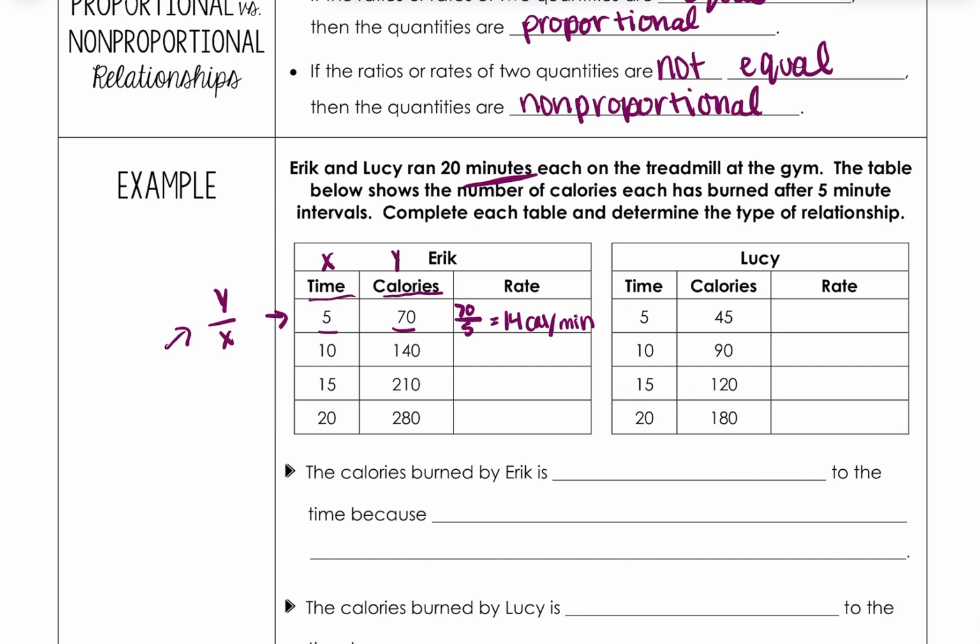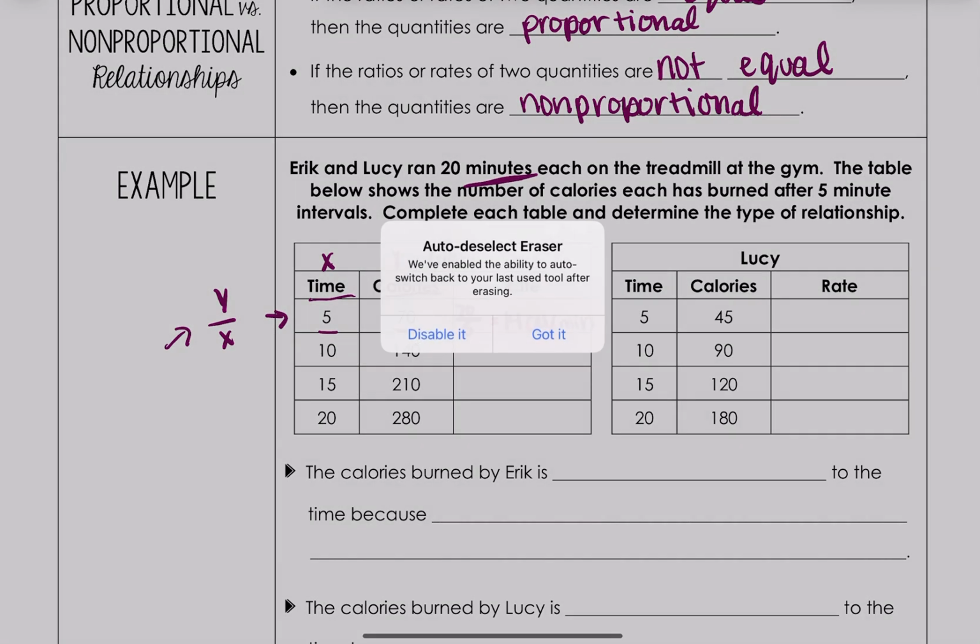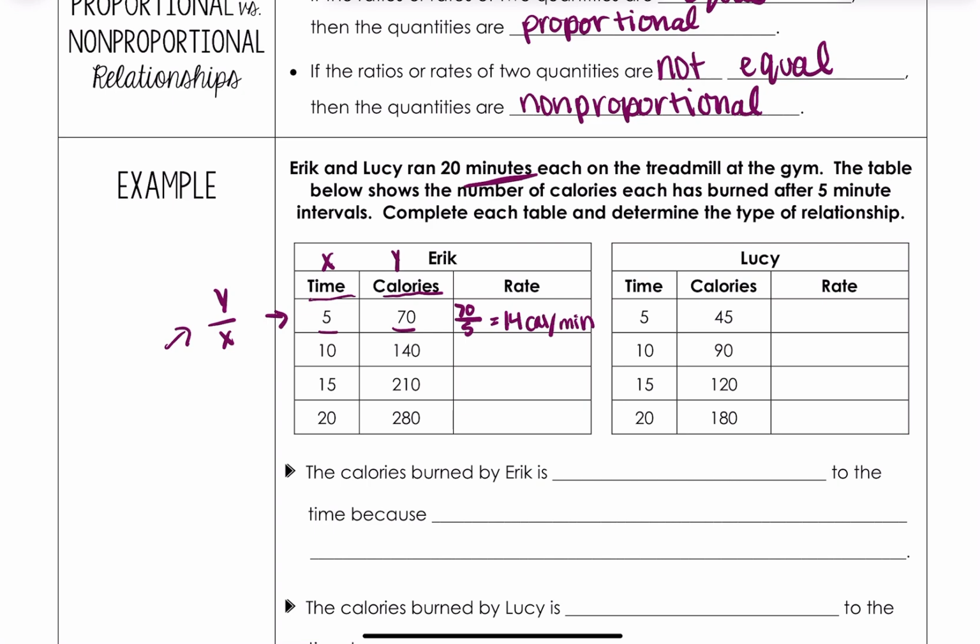Okay. Now, if it's asking for proportionality, which is what the definitions we just got at the top, what we have to do here is we actually have to find the rate for every single row that we have in our table. Okay, so we're going to set up the exact same way that we just did every single time. So if I look at my second row right here, remember it's y over x. My y value is the calories, which is 140, over our x value, which is 10. So when I divide 140 divided by 10, I get, once again, 14 calories per minute.